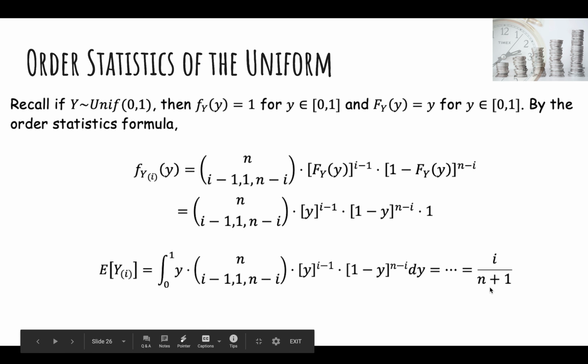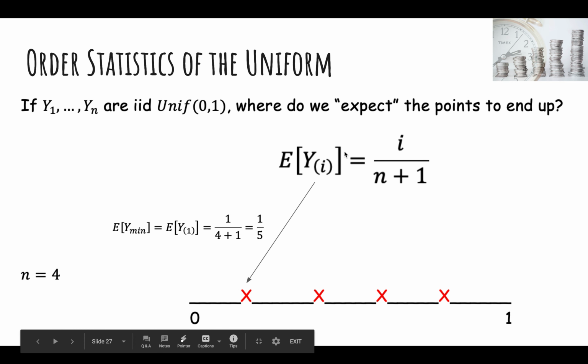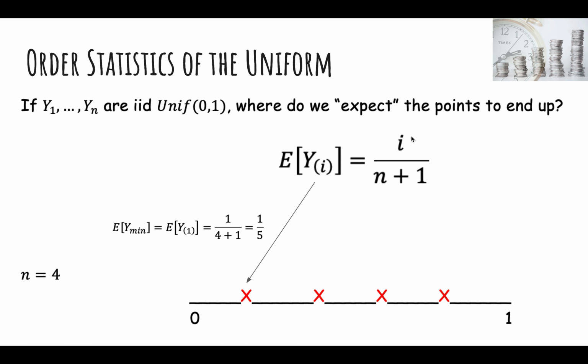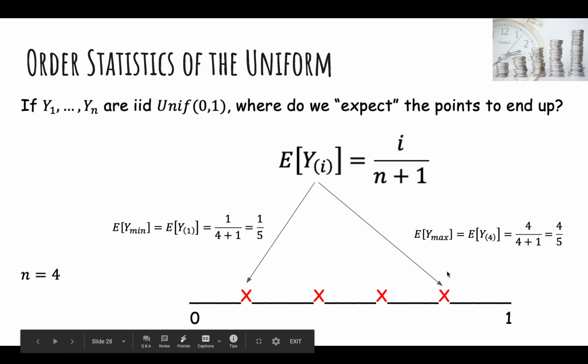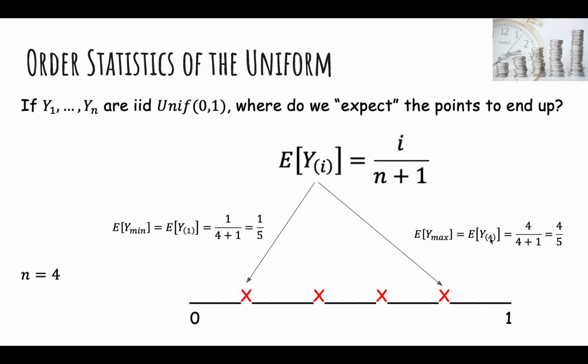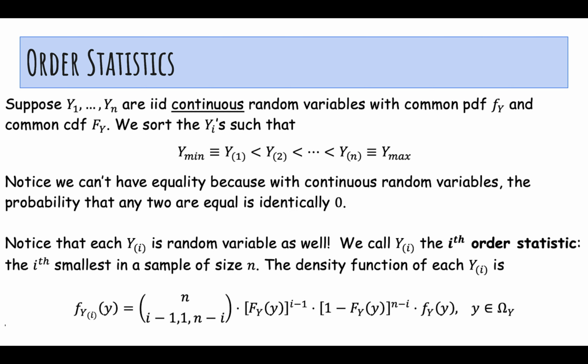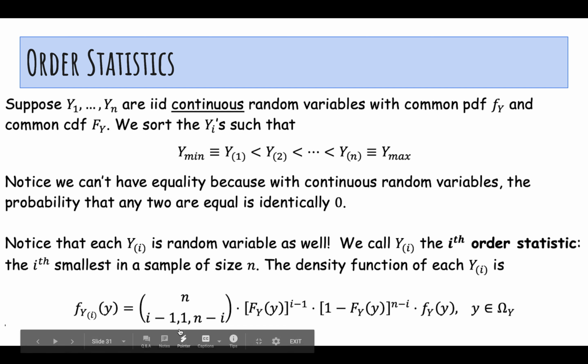So let's look at a picture. So what it says is that the expected value of the minimum, or the expected value of y parentheses 1, is just 1 over 4 plus 1, or 1/5. The expected value of the largest is the expected value of y sub 4, which is 4 over 4 plus 1, or 4/5. And also the interior ones at 2/5 and 3/5. So this is what order statistics are. And here's a summary of everything we just talked about, including the general PDF of the ith order statistic.